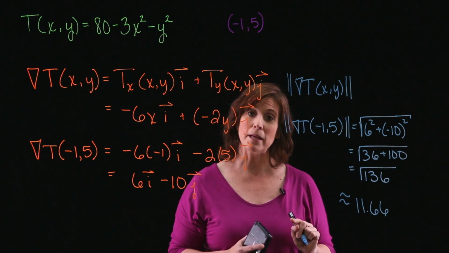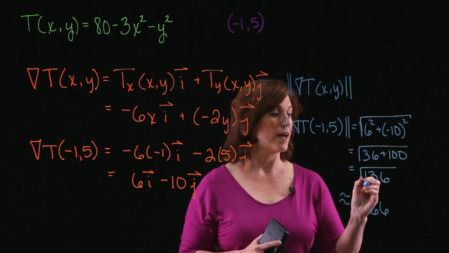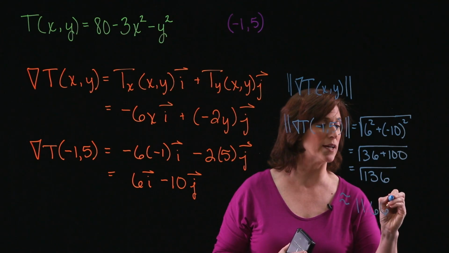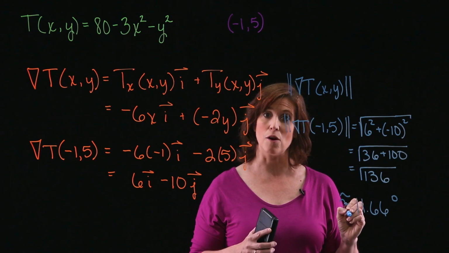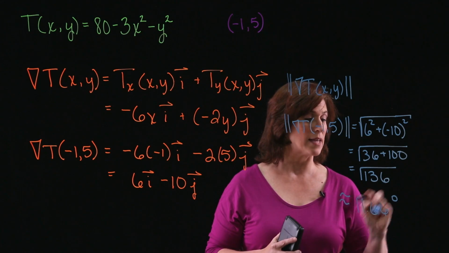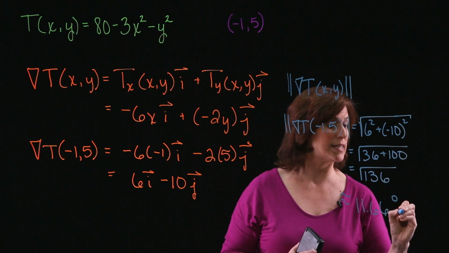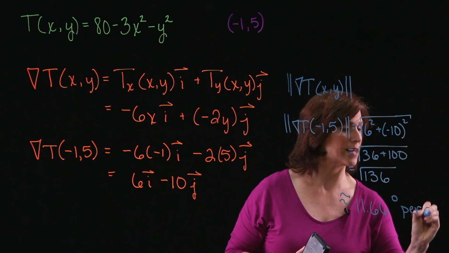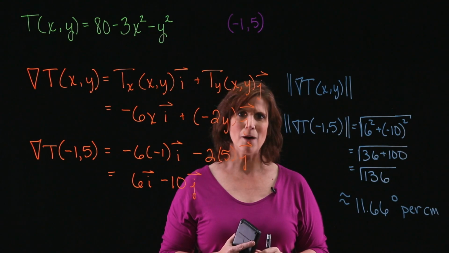The square root of 136 is approximately equal to 11.66. Now this is an application problem, so let's put the units on it. Remember the temperature is measured in degrees, and my x and y values are measured in centimeters, so that's 11.66 degrees Celsius per centimeter.